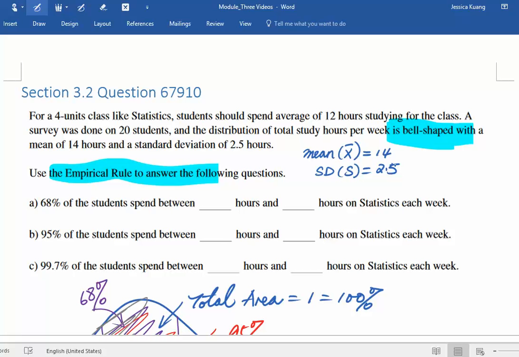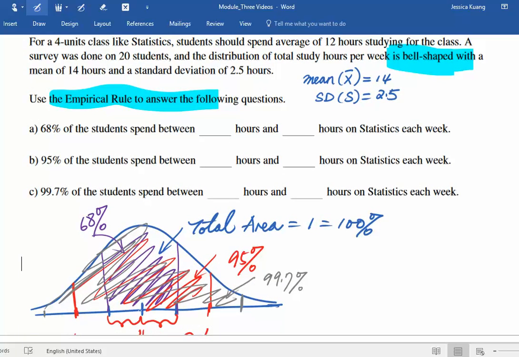Now we know that 68% of the students are covered by this area within 1 standard deviation of the mean. So we are going to take the mean and subtract 2.5. That will give us the left boundary, and that is 11.5. And I will take 14 again and add 2.5, and my answer is 16.5.